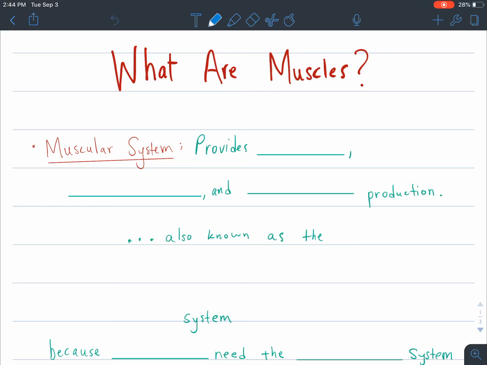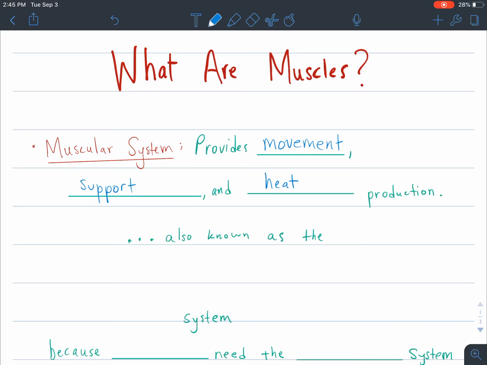Good question. The muscular system is a system that provides movement, support for our body, to keep all of our bones in the right spots and to support us being able to stand up and sit up, and also heat production. That's right. Think about this. When you get cold, what do you do? You shiver. And when you shiver, you contract your muscles, and those muscles contracting actually helps produce heat.